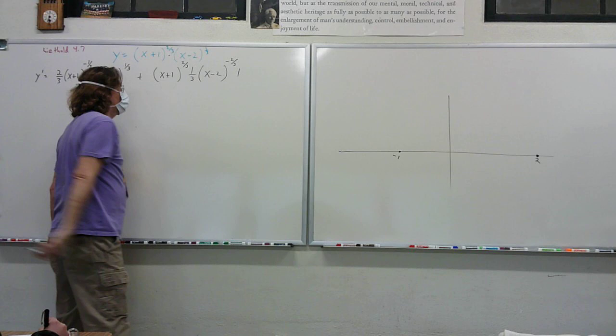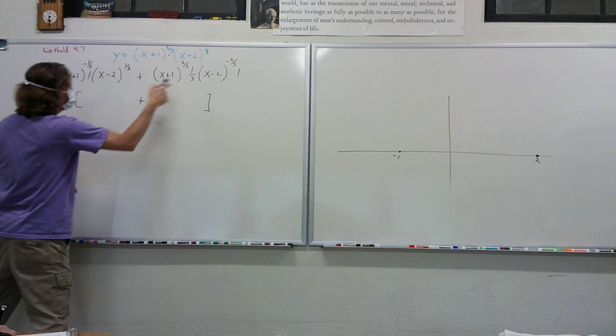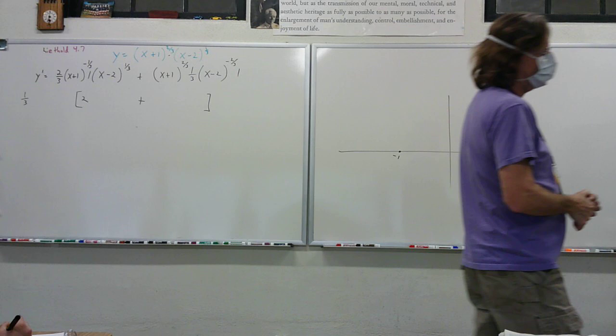Line up your plus signs and factor. I'll help you out. I'm going to factor out a 1/3. Now I'll leave it 2. I'm going to let you factor out everything else. See if you get it right. See what you do with your factoring.